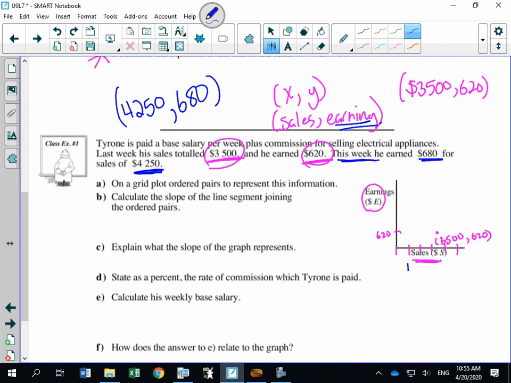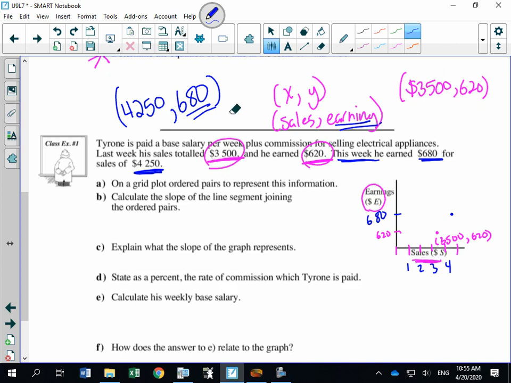So if that's 1,000, 2,000, 3,000, 4,000, let's just say that's approximately 4,250 and 680. Okay, so I've got my 2 points plotted. These would be the 2 coordinates here.